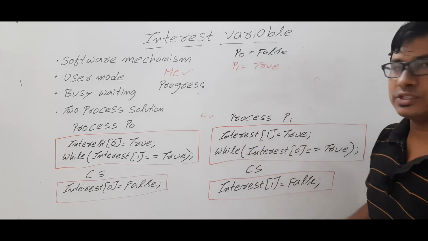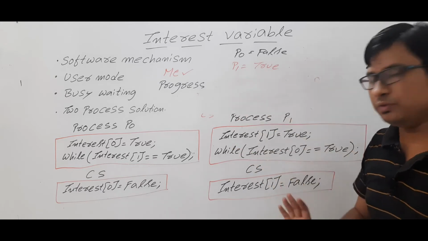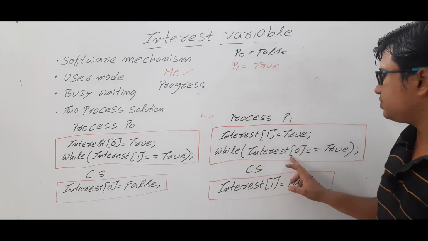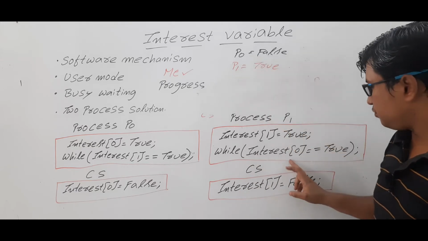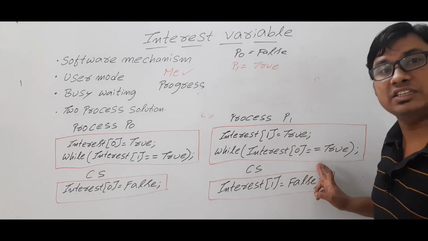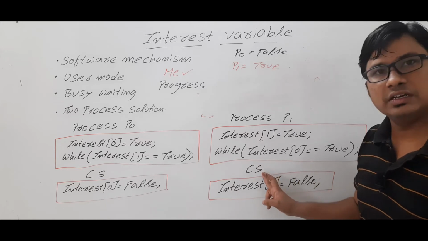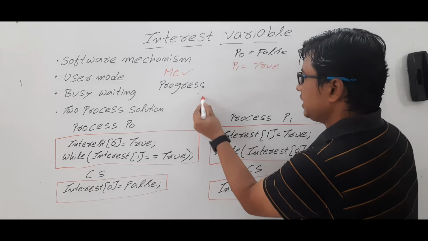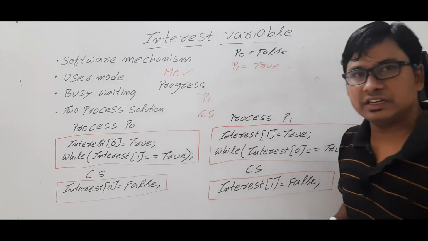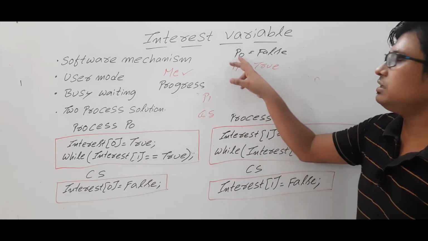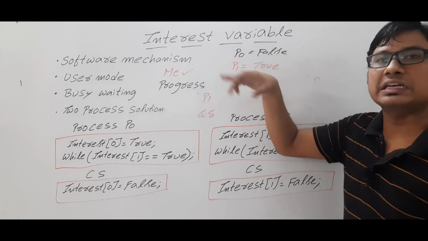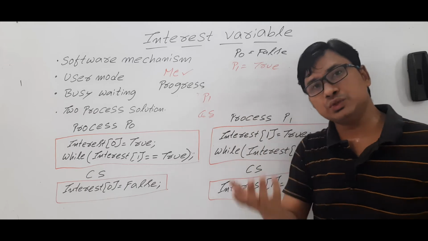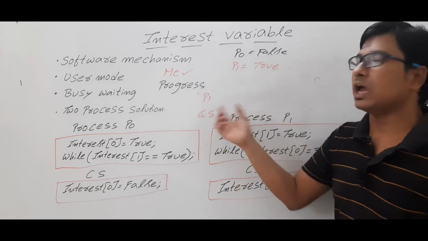Now interest[1] is equal to true, meaning process P1 wants to enter into the critical section, while interest[0] is false. False is equal to true? This condition is false. If this condition is false, process P1 will enter into the critical section. Okay, we have a critical section and process P1 is in the critical section. Meaning when process P0 does not want to enter into the critical section and process P1 wants to enter into the critical section, it is allowing.